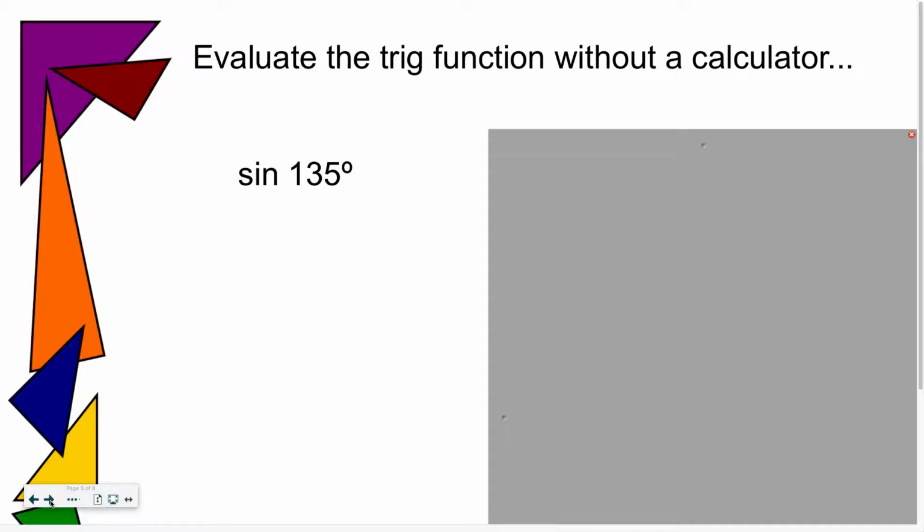Use your special triangles because it should have a special angle as a reference angle. So, check number 1. Is this between 0 and 360? Yes. So then step 2, you can go ahead and graph it and find its reference angle. Where is 135? Quadrant number 2. Quadrant 2.